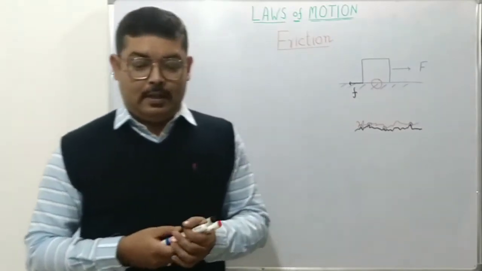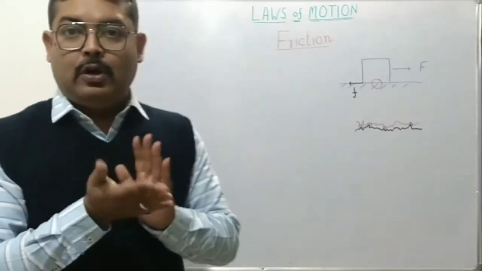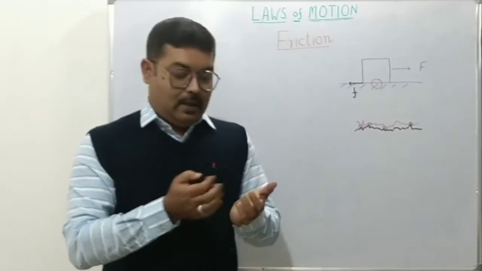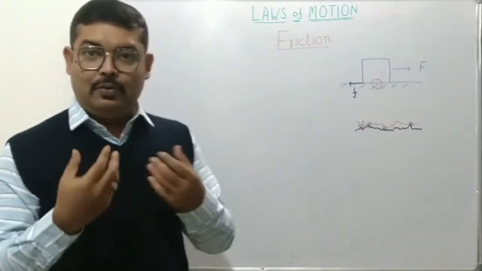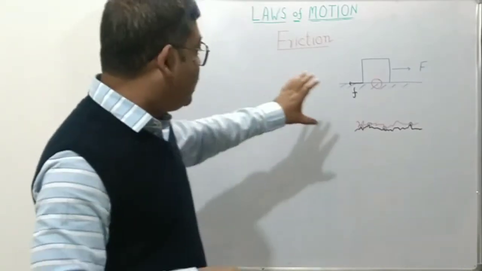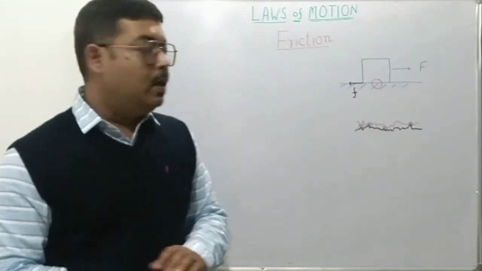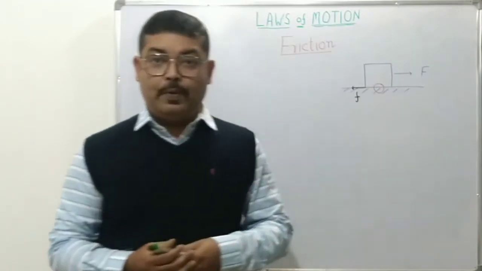That's what we have already seen by rubbing two objects together or rubbing your hands together. You can warm up your hands or rub two stones together to create fire. This is all because of friction. Now let's move into the properties of friction.